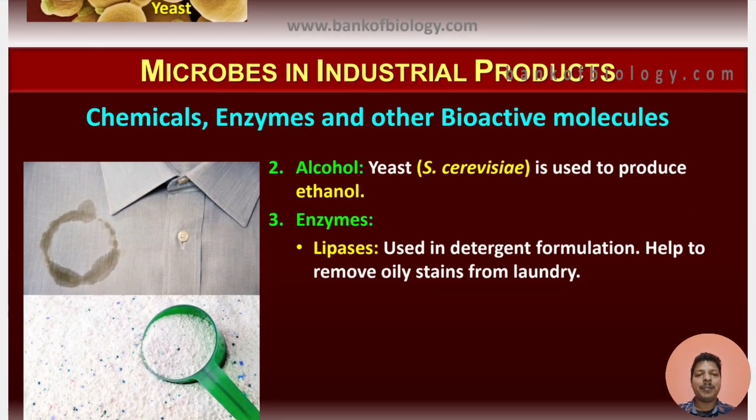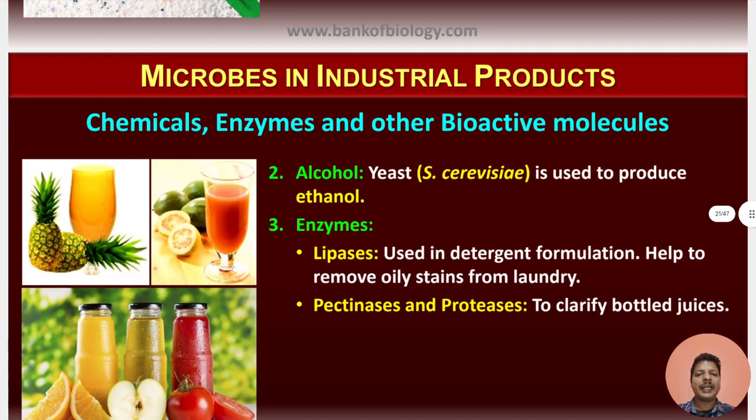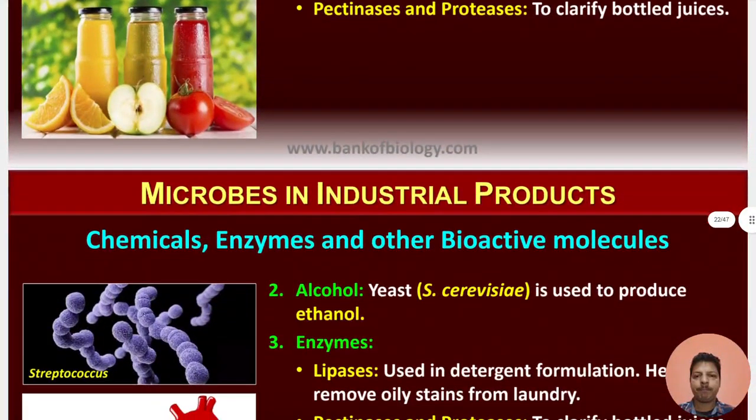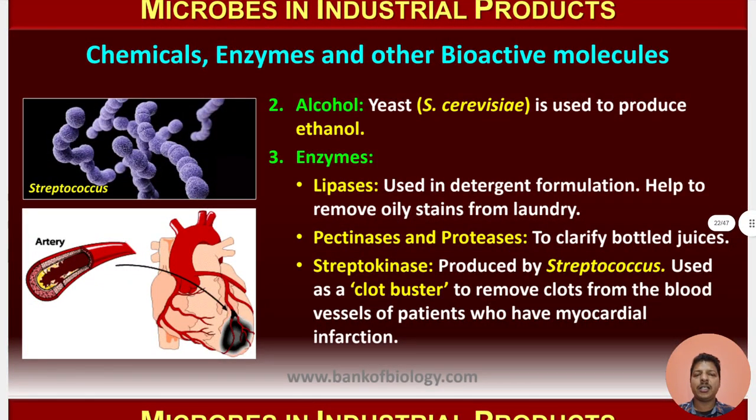Enzymes. Lipase, used in detergent formulation, helps to remove oil stains from laundry. Pectinase and protease are used to clarify bottled juices. Then streptokinase, produced by Streptococcus, is used as a clot buster to remove clots from the blood vessels of patients who have myocardial infarction.